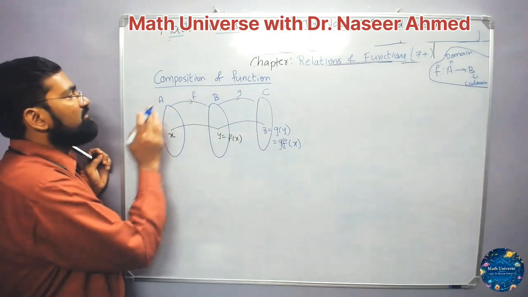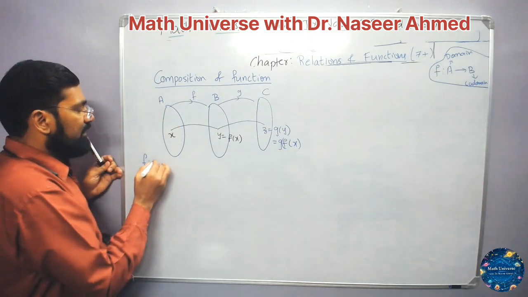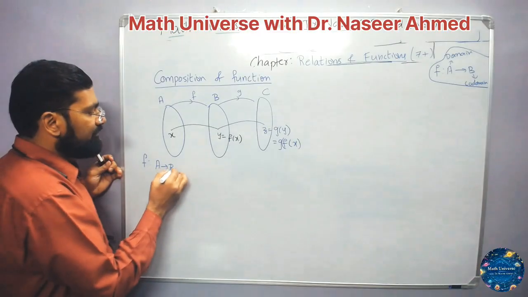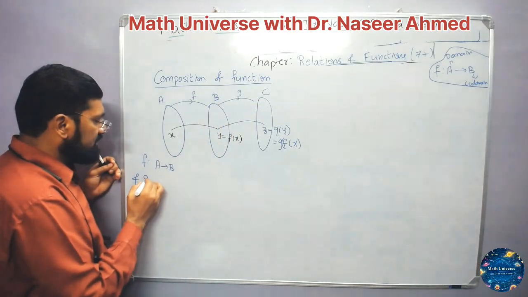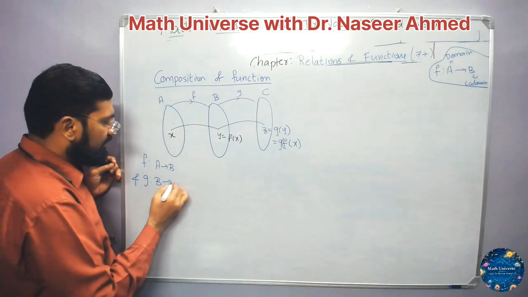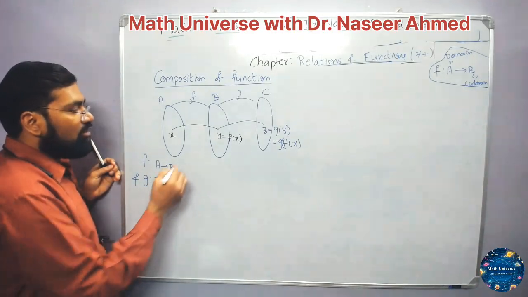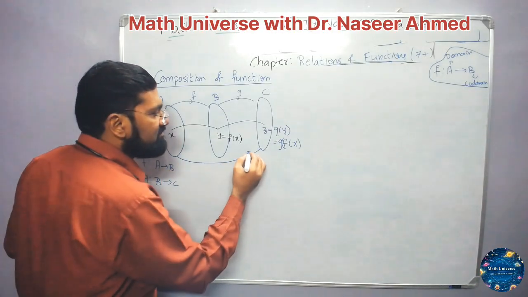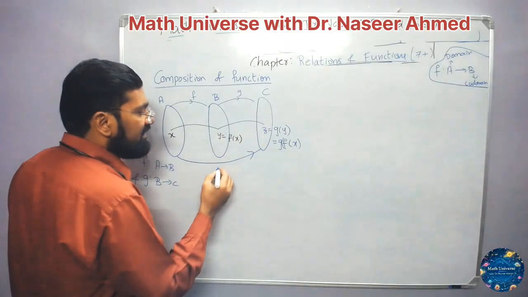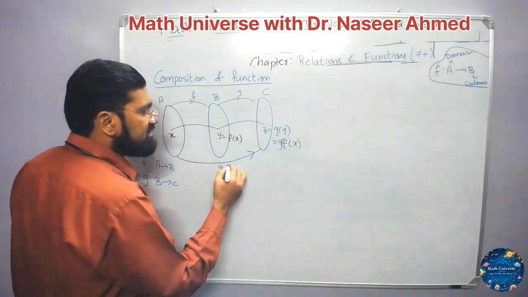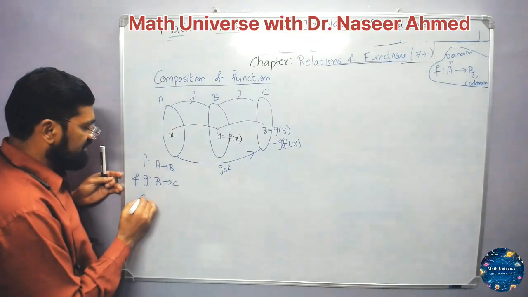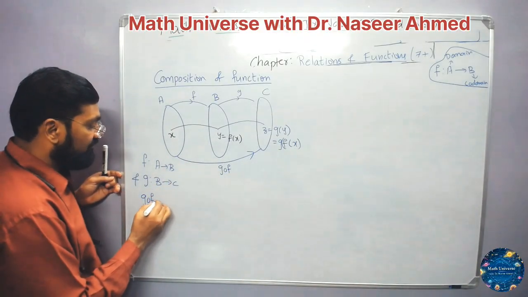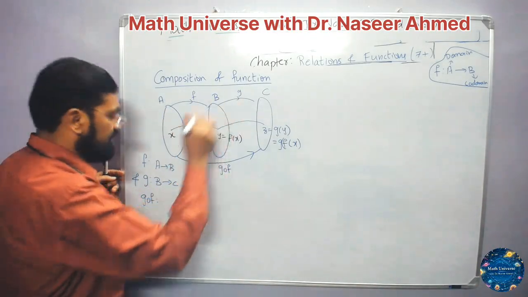So f is taking a function from where to where? A to B. And g is taking from where to where? B to C. Then the composite function directly from A to C is given by g composite f. This circle we call composite. So g composite f is from where to where? A to C.